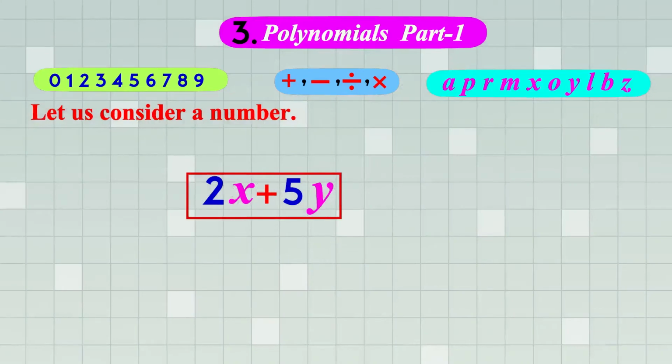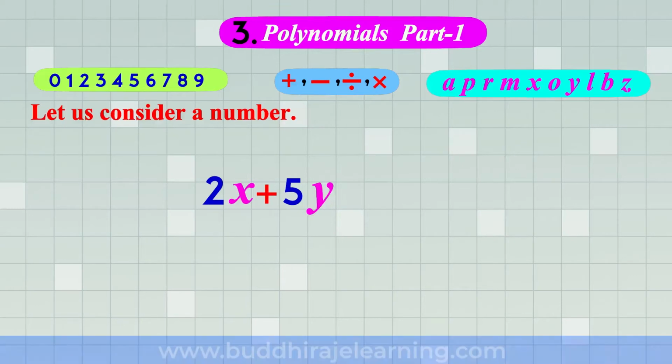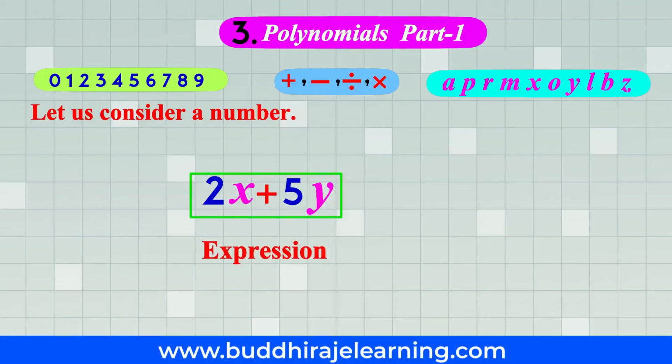Now students, this is a mathematical statement with two terms we have written. Such mathematical statements which are written without an is equal to sign, such statements are called expressions. So students, this is one expression we are seeing.